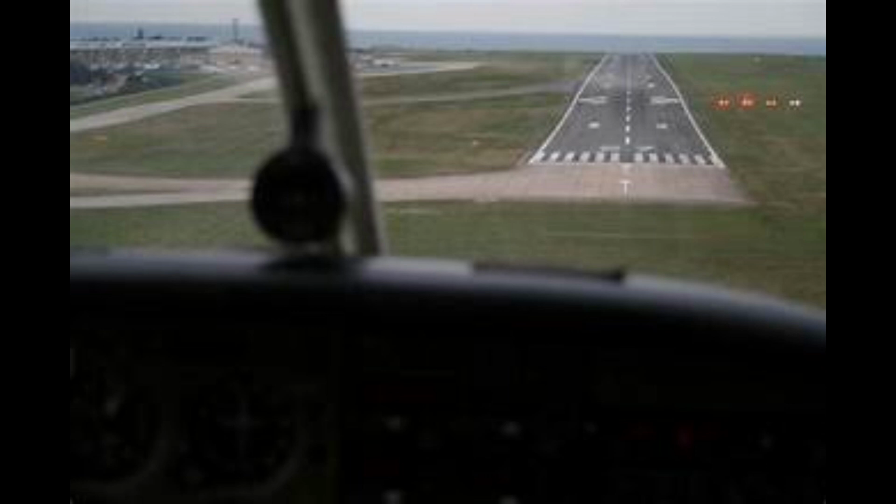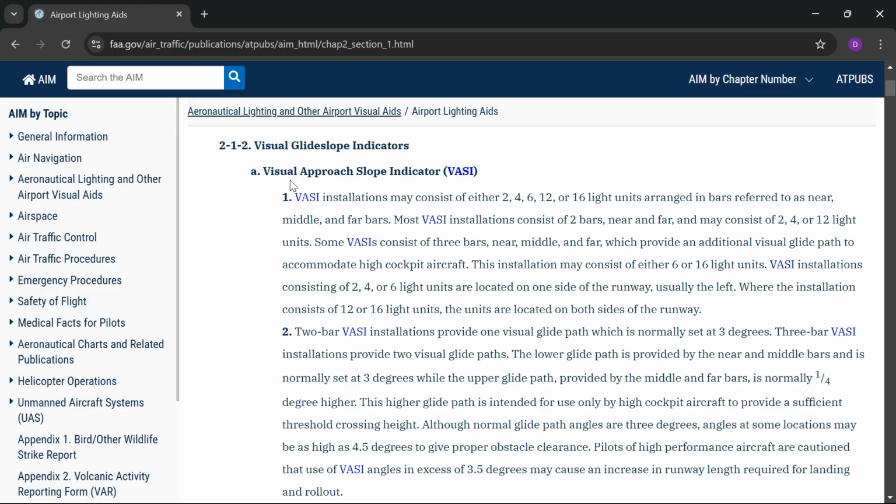I'm Dustin, and today we'll be covering 2-1-2 Visual Glideslope Indicators. Starting off here, we have Visual Approach Slope Indicator, or VASI.